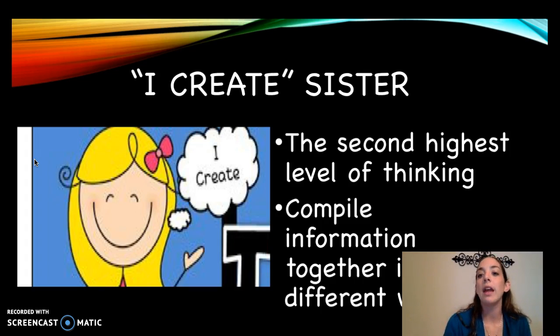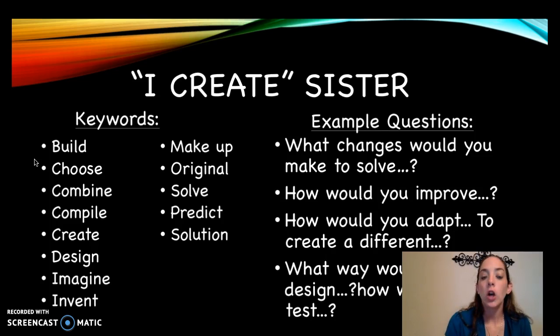This is the I create sister. And she can compile information together that she's learned in a different way by combining elements in a new pattern or proposing alternative solutions. Her keywords, you may say, you can go build something, or choose, combine, create, of course, imagine, invent. So this thinking allows the students to take what they learned and go create something.